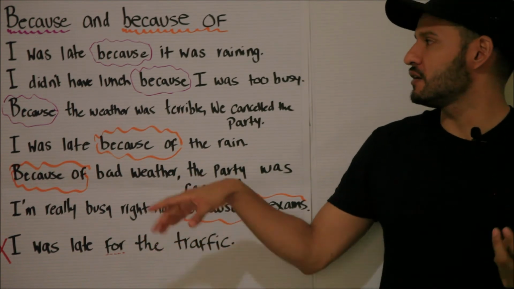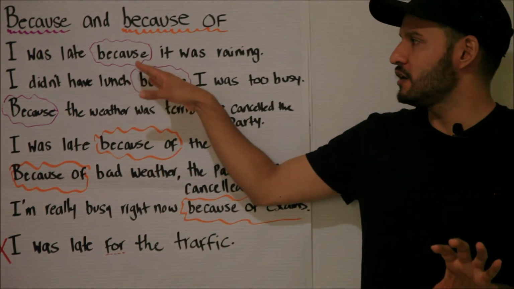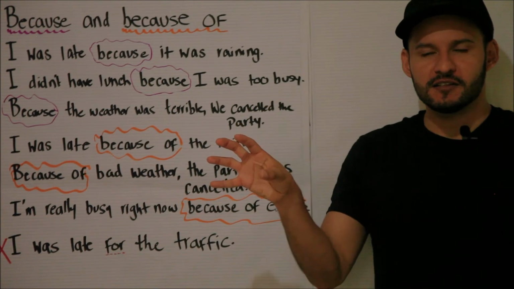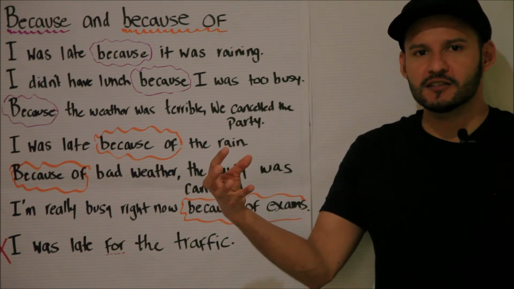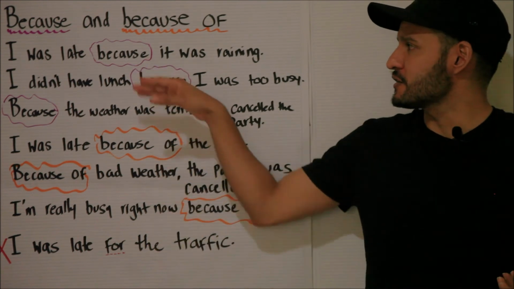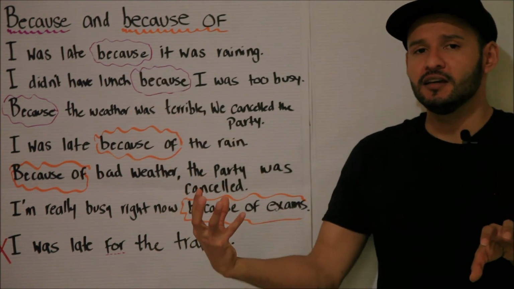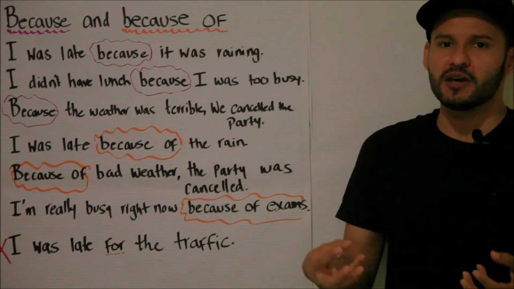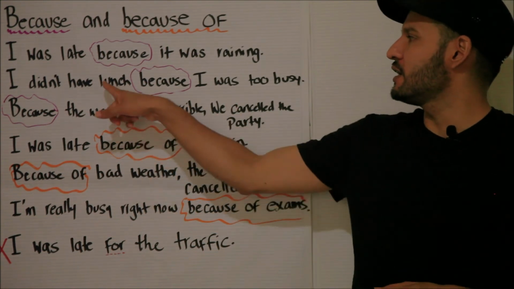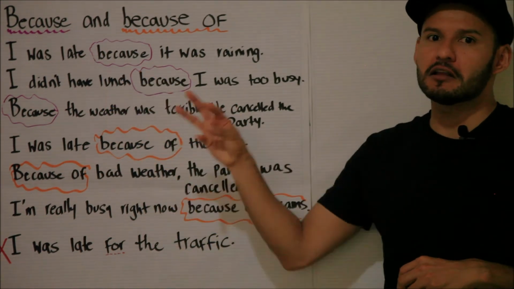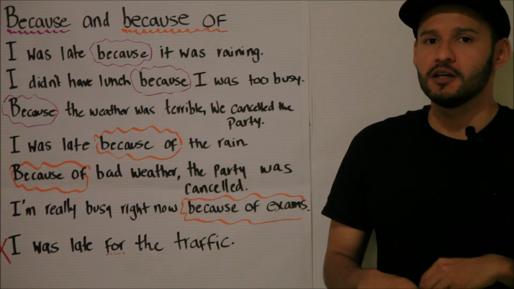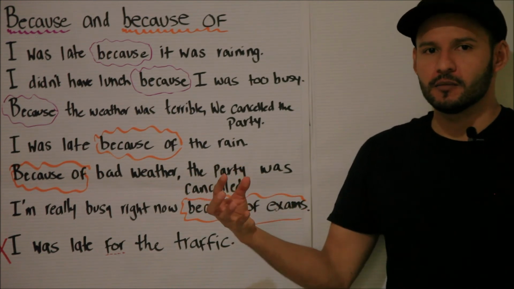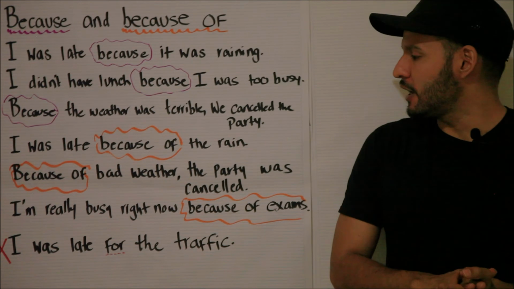Or another way to look at it is, in all of these examples with because, if you eliminated the word because, you should have two clauses that could theoretically function as complete independent sentences. So for example, I was late technically could function as a complete sentence, and it was raining has all the elements to make a complete sentence. Similarly, I didn't have lunch could be a complete sentence in another situation, or if you eliminated the word because. And I was too busy also has all the elements to be a complete sentence. And basically that's the difference.